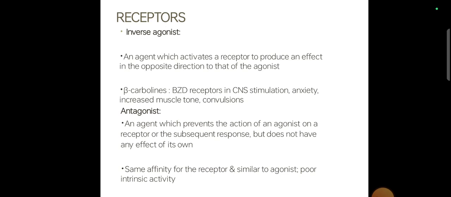Antagonist: an agent which prevents the action of an agonist on a receptor or the subsequent response but does not have any effect of its own. It has the same affinity for the receptors as the agonist but poor intrinsic activity.